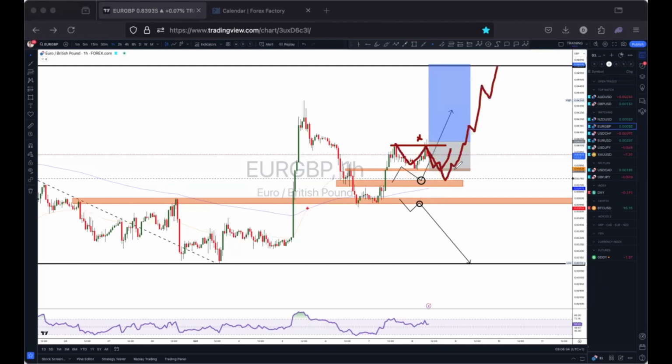Euro GBP is a very delicate pair to jump into abruptly, and you can also see what I'm saying. You have to investigate.